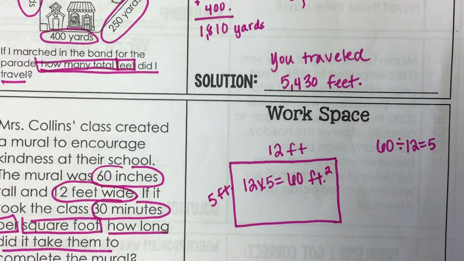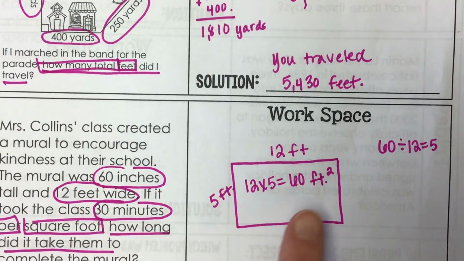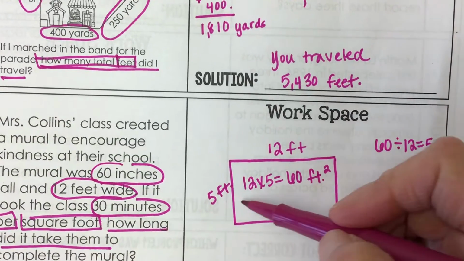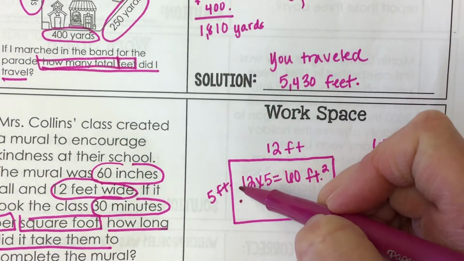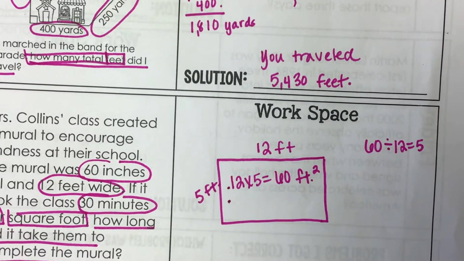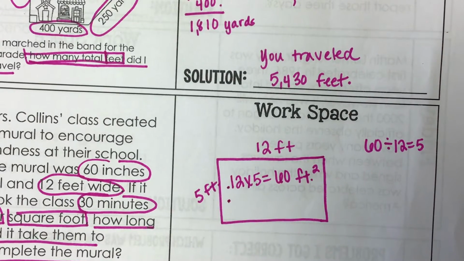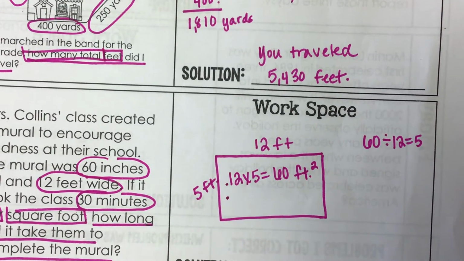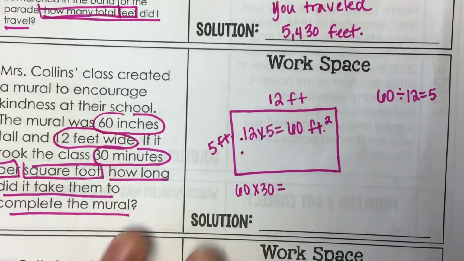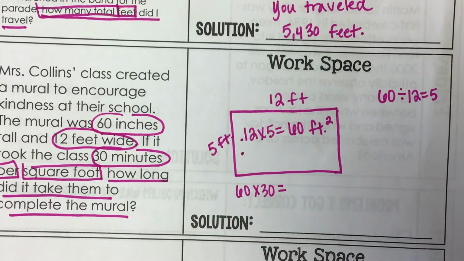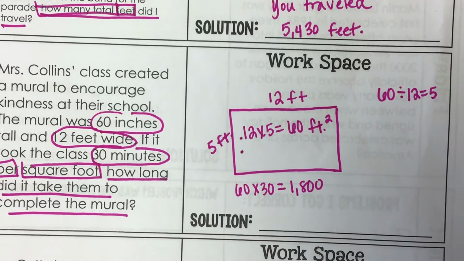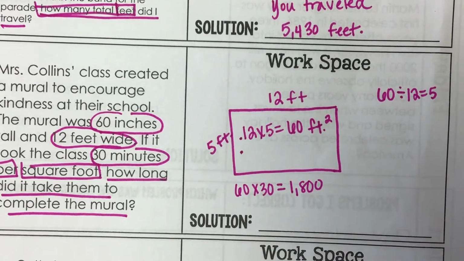Remember, this is what square feet looks like. Now, the next part says it takes them 30 minutes per square foot. So this square foot takes them 30 minutes, this square foot takes them 30, this square foot takes them 30. How do I figure out how many minutes total it took? Mia? 60 times 30, which is a pretty easy math problem. What is 60 times 30? Brady? 1,800.